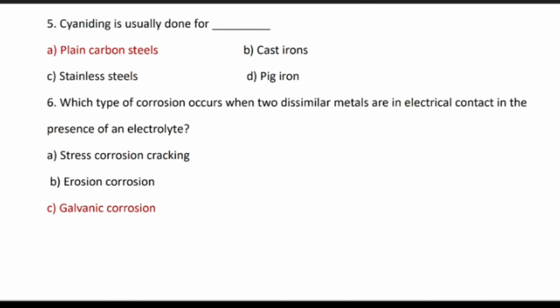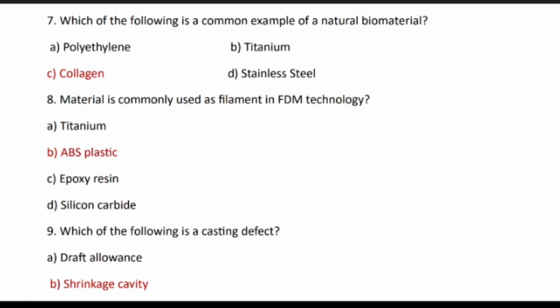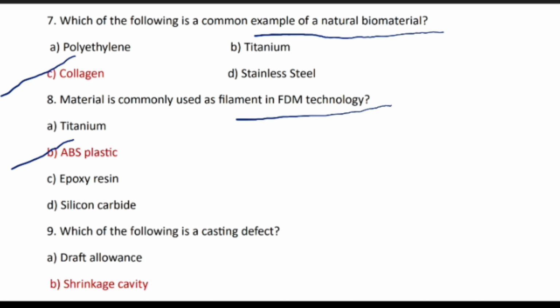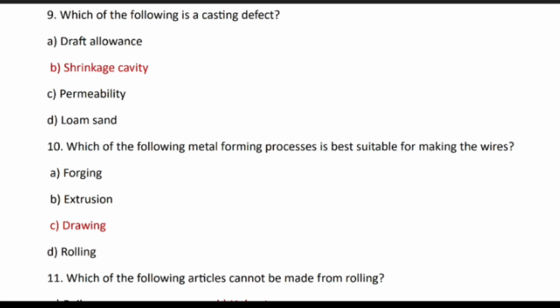Next, cyaniding is usually done on plain carbon steel. Option A will be the answer. Which type of corrosion occurs when two similar metals are in electrical contact in the presence of an electrolyte? Option C, galvanic corrosion, will be the answer. Next, which of the following is a common example of a natural biomaterial? The answer is collagen, option C. The material commonly used for filament in FDM technology is ABS plastic. Option B will be the answer. Next, which of the following is a casting defect? Option B, shrinkage cavity.